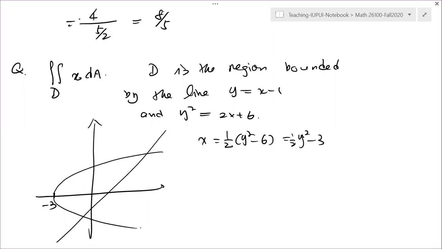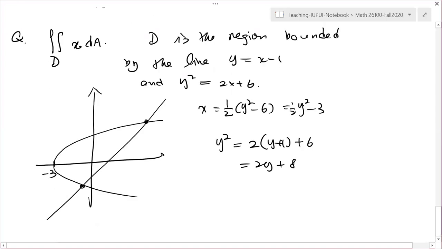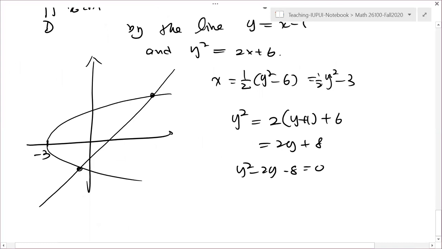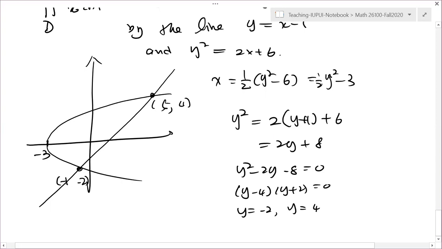Don't make mistakes on that. You have to find the intersection points. You can find them in a couple of ways. You can replace x by y plus 1 in the parabola equation, so you get y squared equals 2(y plus 1) plus 6, which gives y squared minus 2y minus 8 equals 0. So what is the y value here? It factors as (y minus 4)(y plus 2) equals 0, so y equals 4 or y equals negative 2. When y equals 4, x is 5. When y equals negative 2, x is negative 1. So we got 2 points.